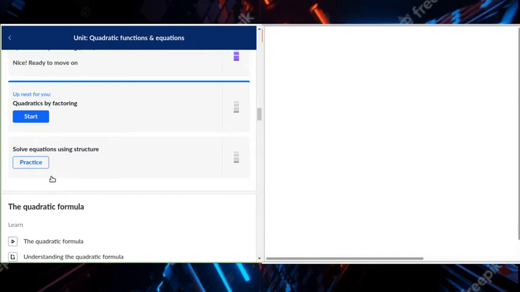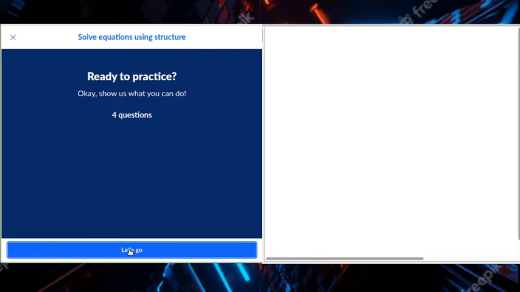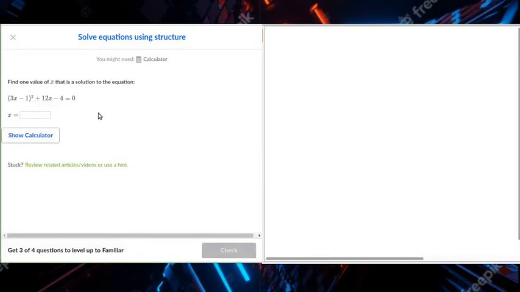Okay, so we are going to move on from quadratics by factoring to solving equations using structure, and this is really about substituting another variable to make it easier. So let me copy down what we've got here.